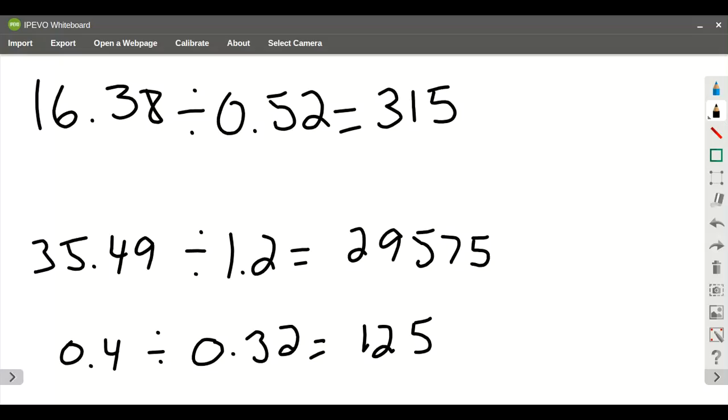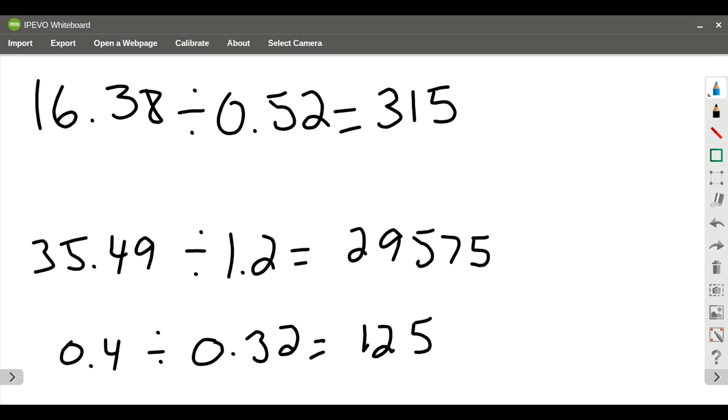In today's lesson, we are going to be working on determining where to place the decimal with decimal division using estimation and number sense. So I have three problems that we're going to take a look at first, and we're going to determine where to place the decimal using estimation. The first one that I'm going to take a look at is 16.38 divided by 5.2 equals 315.